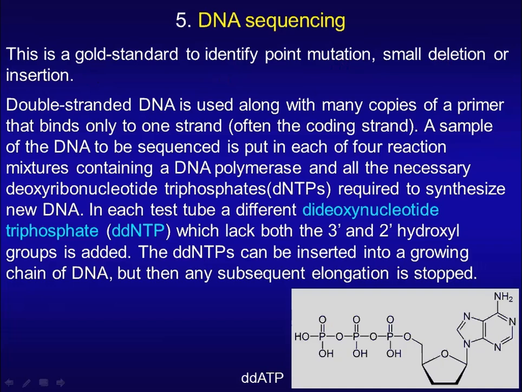Double-stranded DNA is used along with many copies of a primer that binds only to one strand, often the coding strand. A sample of DNA to be sequenced is put in each of the 4 reaction mixtures containing a DNA polymerase and all the necessary dNTPs required to synthesize new DNA. In each test tube, a different dideoxynucleotide triphosphate, ddNTP, for example, ddATP, is added. It lacks both the 2' and 3' hydroxyl group.